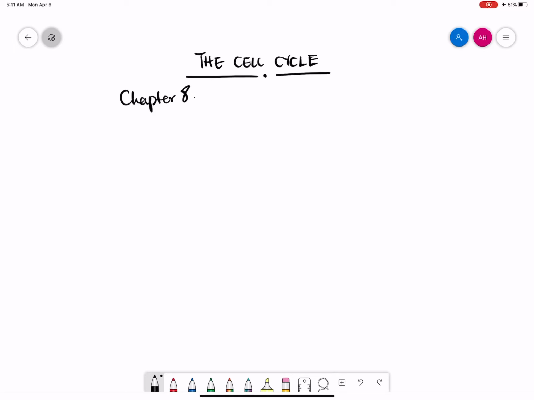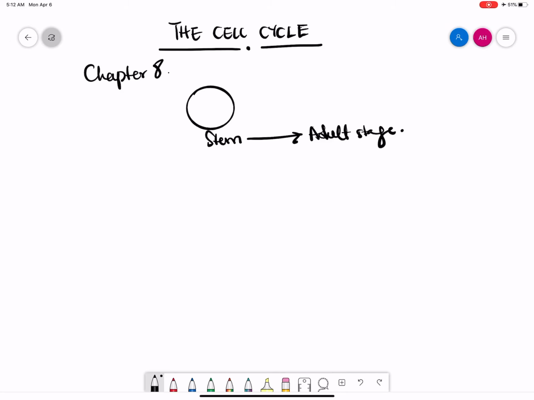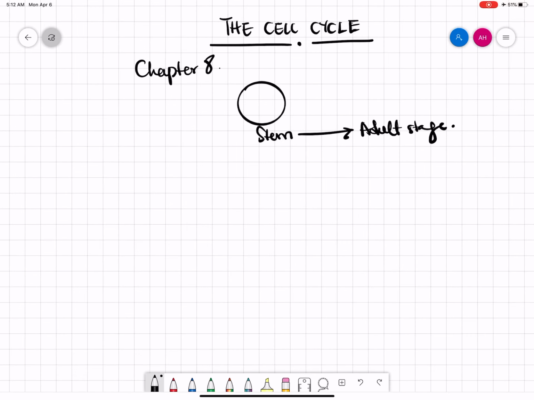Every cell of your body, whether it's a skin cell or a toenail cell or an intestinal cell, has to go from a young stage to an adult stage. The stages a cell goes through are known as the stages of the cell cycle. That's when a cell goes from a stem stage to an adult stage. So it's basically the growth and development of the steps of a cell.